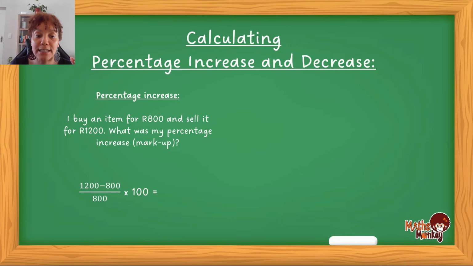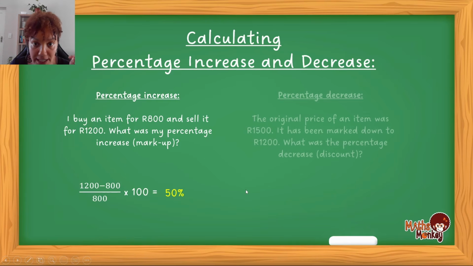So the numerator is always the difference between the two values divided by the original value, right? And that you will then multiply by 100 because we are asked to calculate the percentage. And then we have 50%. So what does that mean? That means that 800 Rand was increased by 50% to get 1,200.